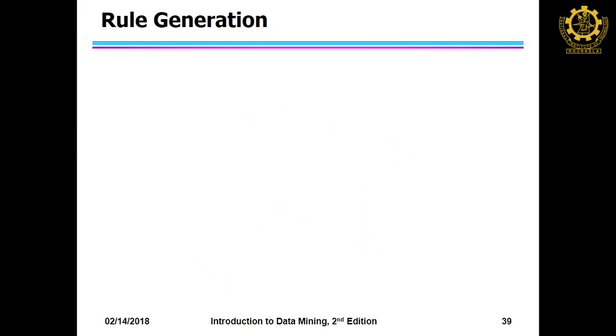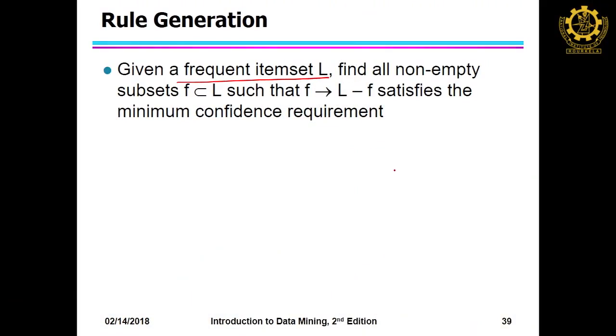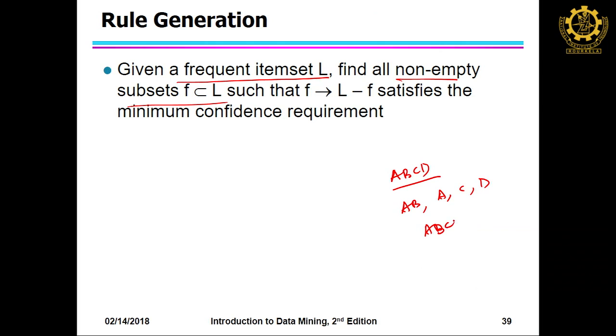Now, this is the frequent item set generation, but from the frequent item set our objective is to generate the rules. So, how do you generate the rules? Given a frequent item set, let us say you have a frequent item set A, B, C, D. How do you generate the rule? Find all non-empty subsets. One non-empty subset is A B, another is A C D, A B C D and so on.